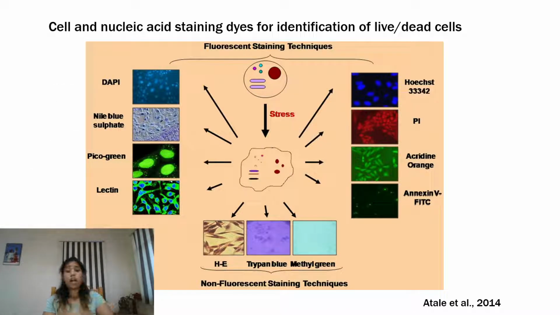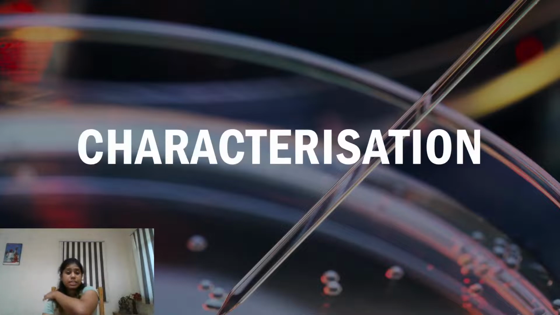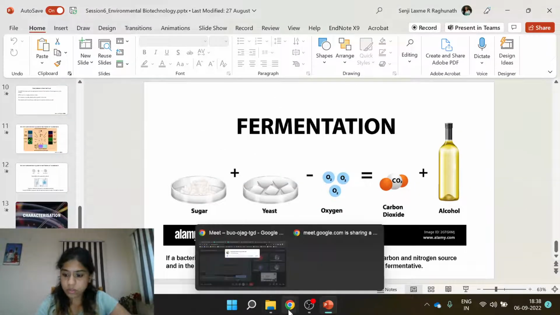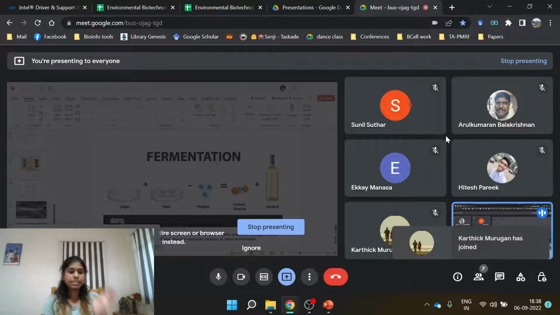We also looked at how to differentiate live and dead cells, so that we can know whether our culture is viable, whether it is actively growing or not. And with all of this information in hand, we saw very briefly how to classify them based on their metabolic characteristics, and characterize their metabolic features. So this is overall what is there in this week's lectures.